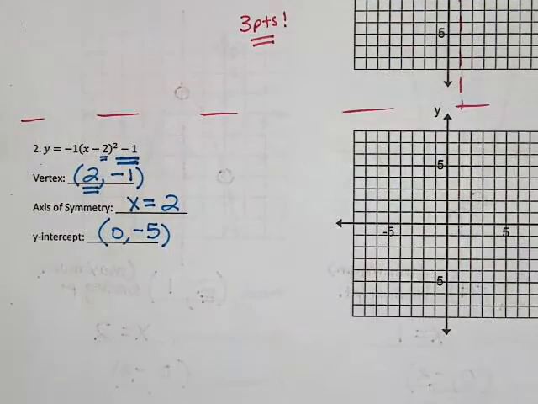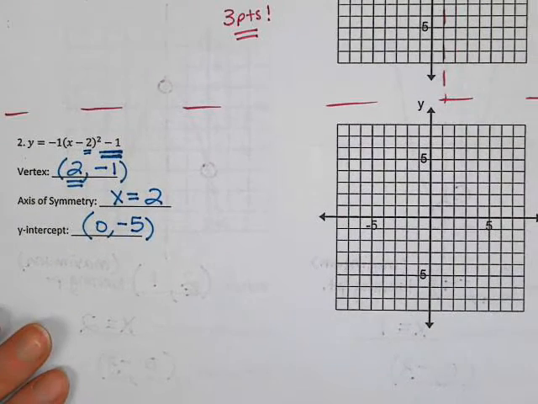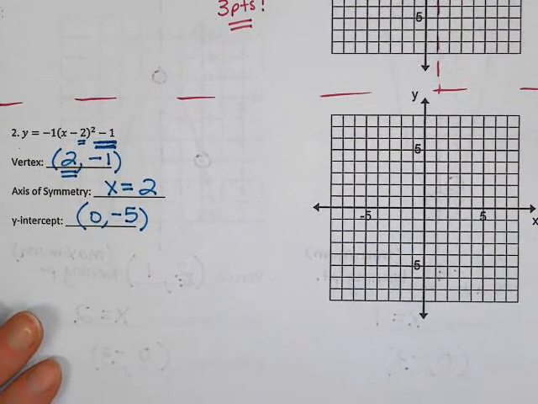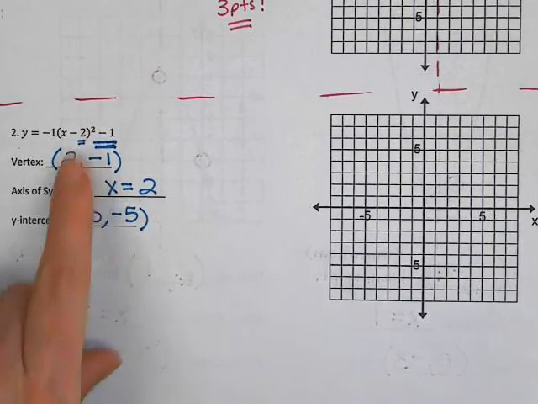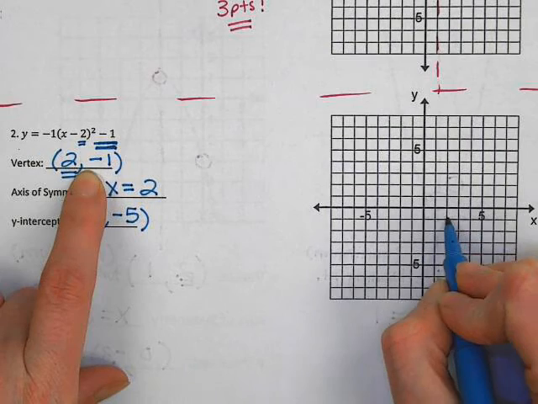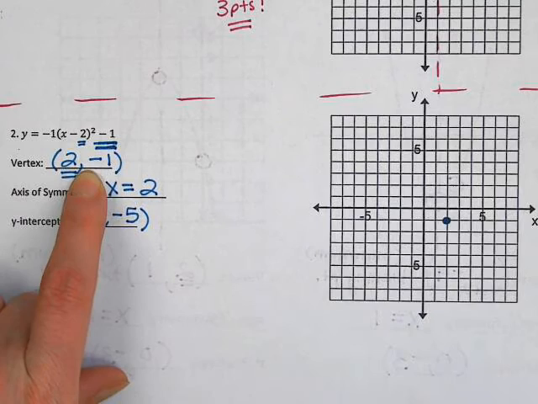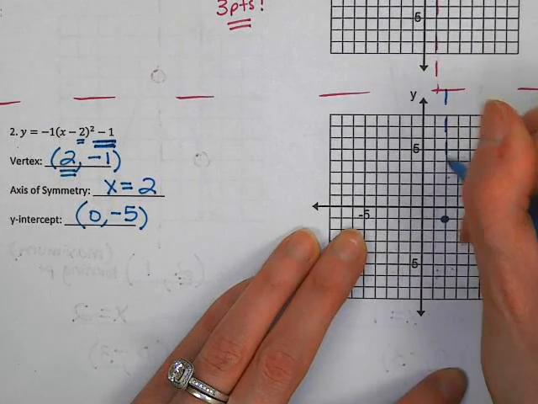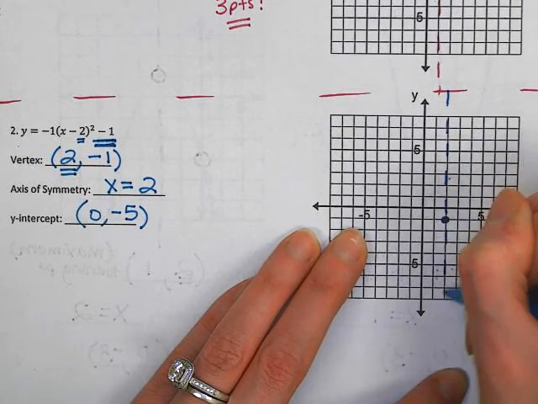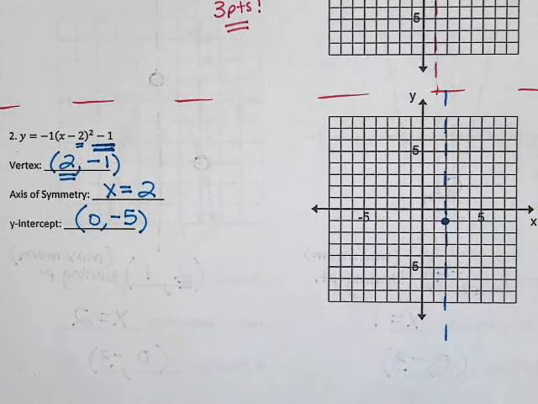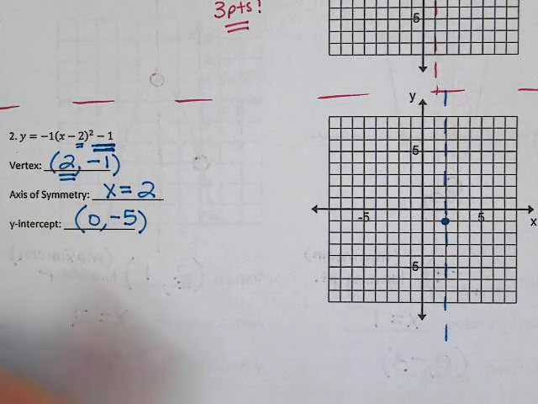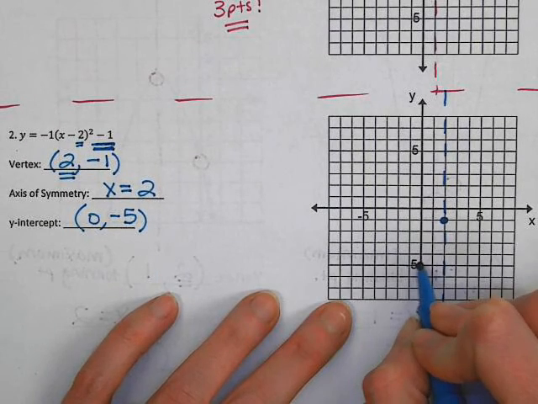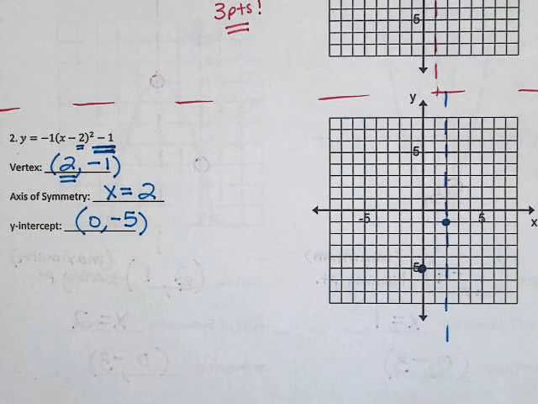All right, let's get our graph down and get that extra point, and you guys are done. So the vertex is at 2 comma negative 1. The line of symmetry will go directly down through that point. And the y-intercept is at 0 comma negative 5. Okay, you guys need a third point. Where is it?